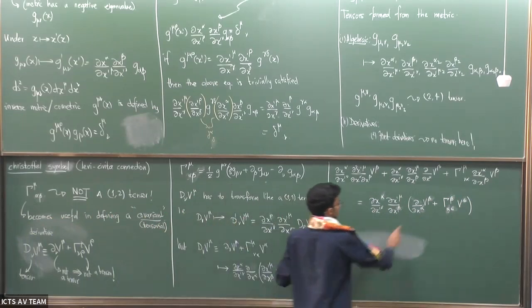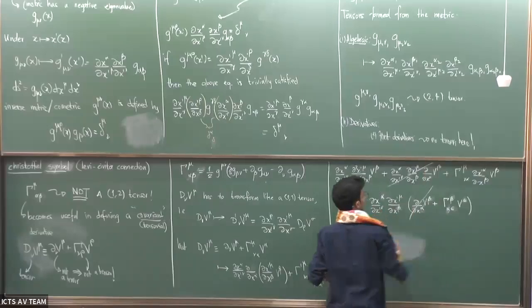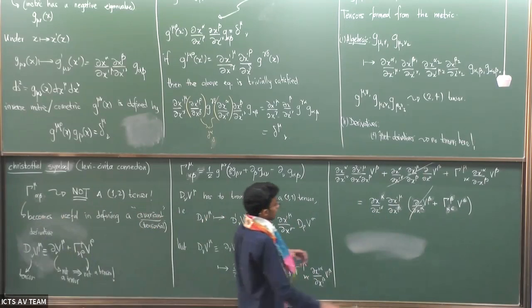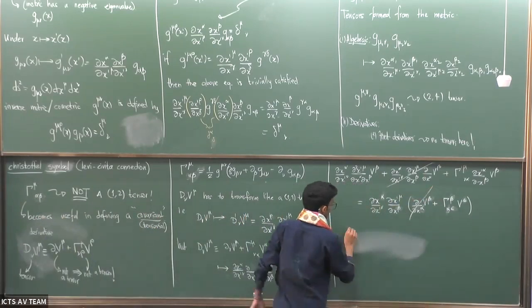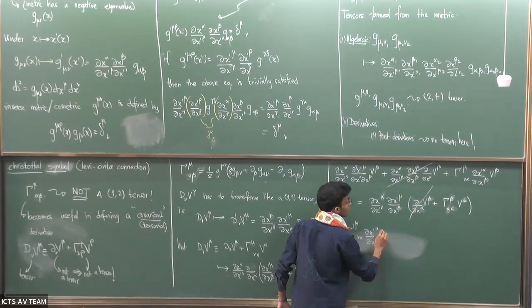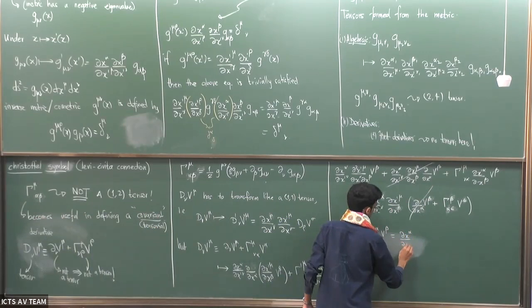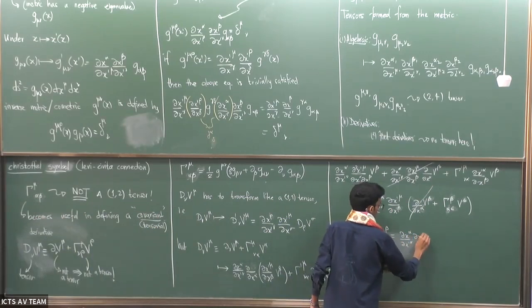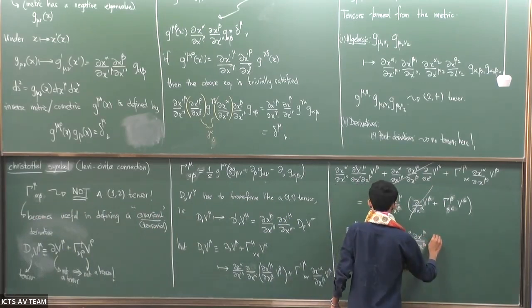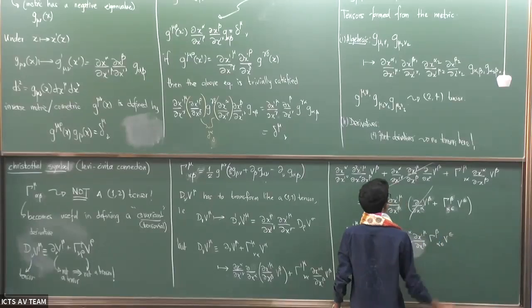Okay, so that means the first term cancels. This cancels against that. And we're very close to the final thing. So let me start from this side. Gamma prime mu nu alpha, del x prime alpha over del x beta, v beta, equal to del x alpha over del x prime mu, over del x beta, gamma beta alpha epsilon, v epsilon, minus.